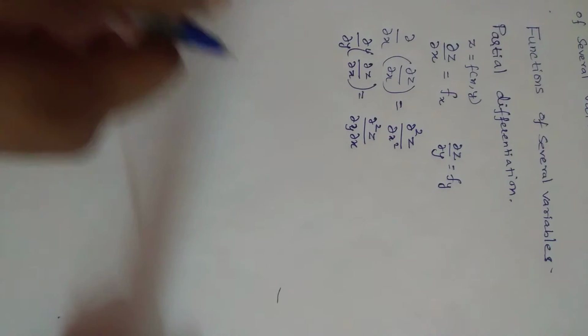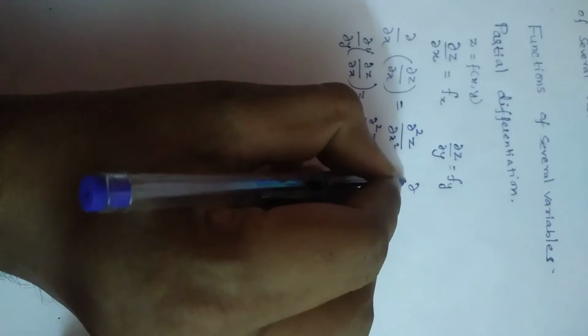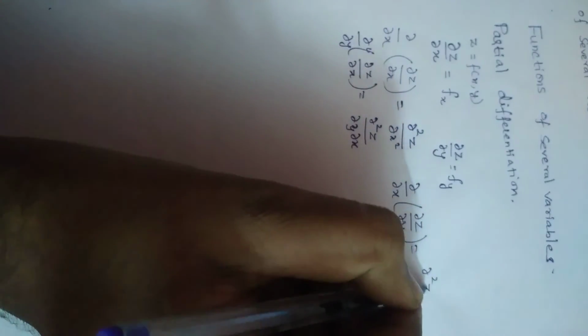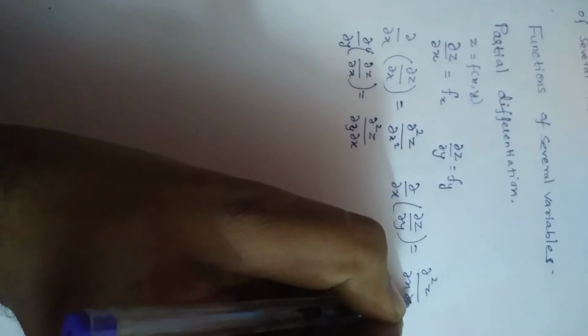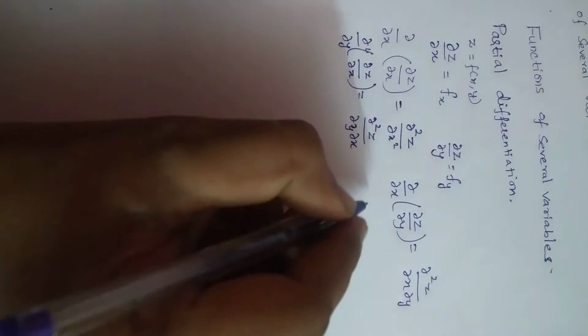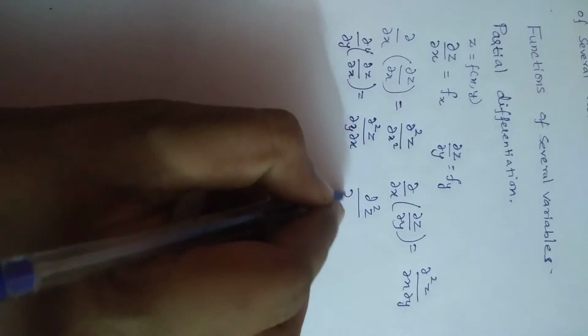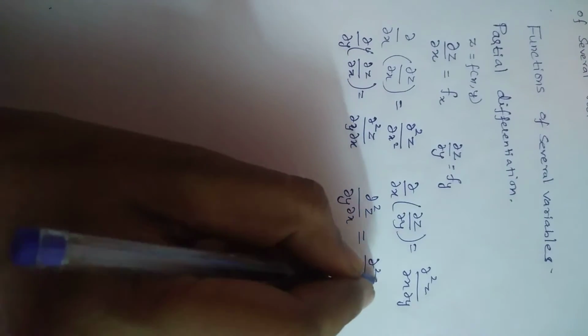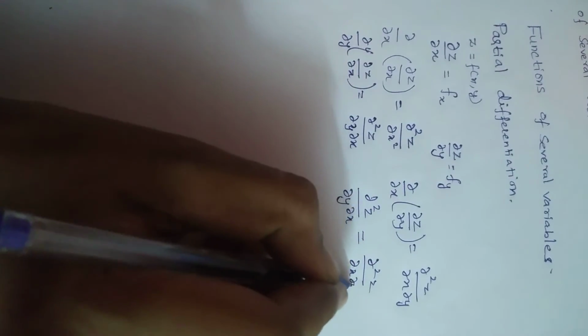Okay. In the same way, if we differentiate this with respect to x, that is, partial differentiation with respect to x, what do we get? ∂²z by ∂x∂y. Normally, ∂²z by ∂y∂x is equal to ∂²z by ∂x∂y.